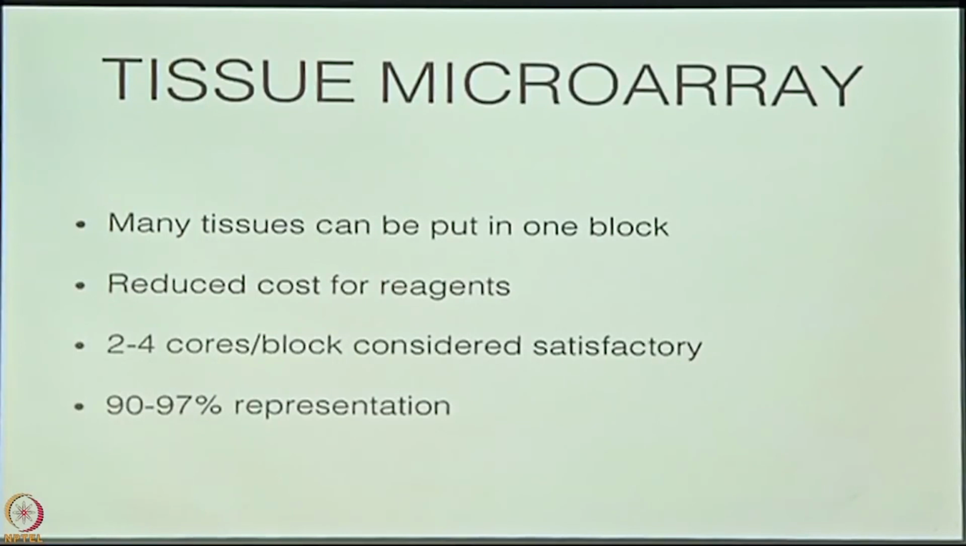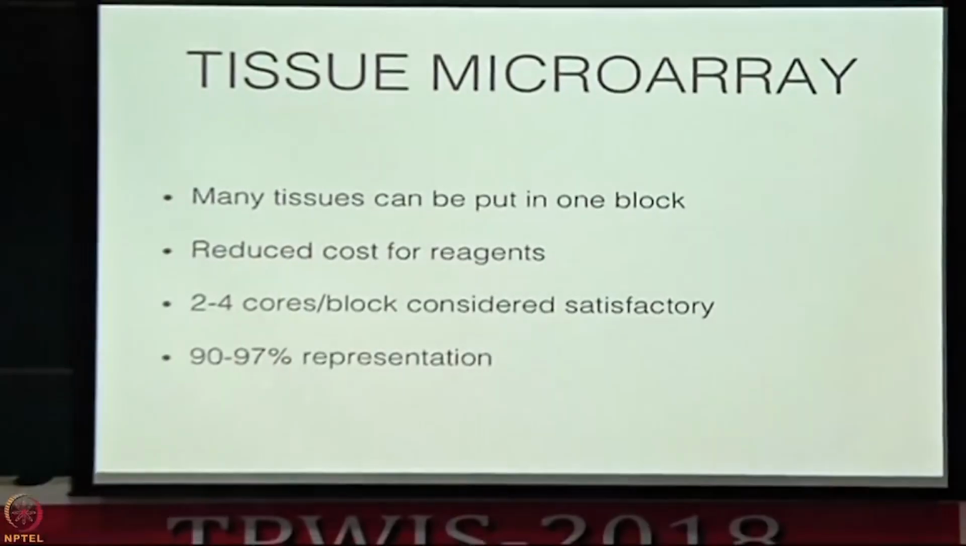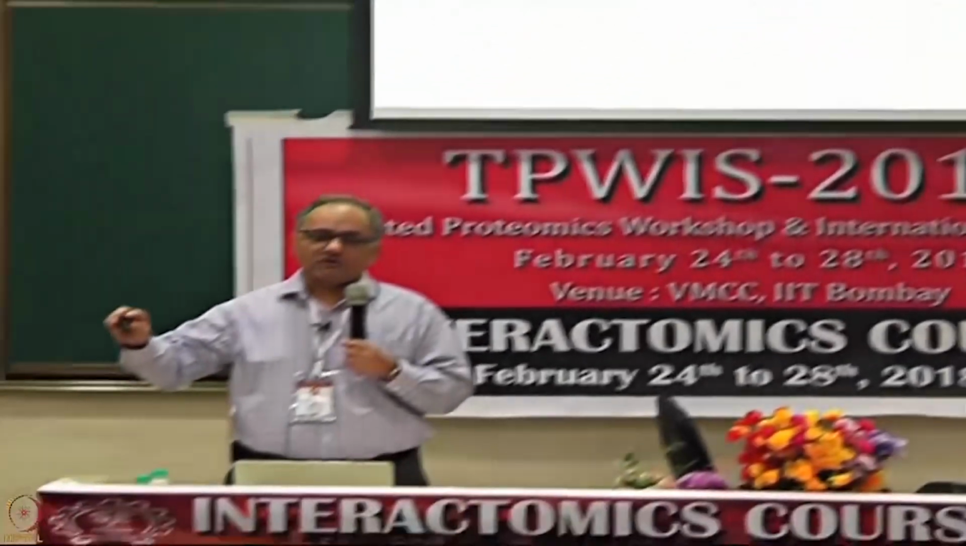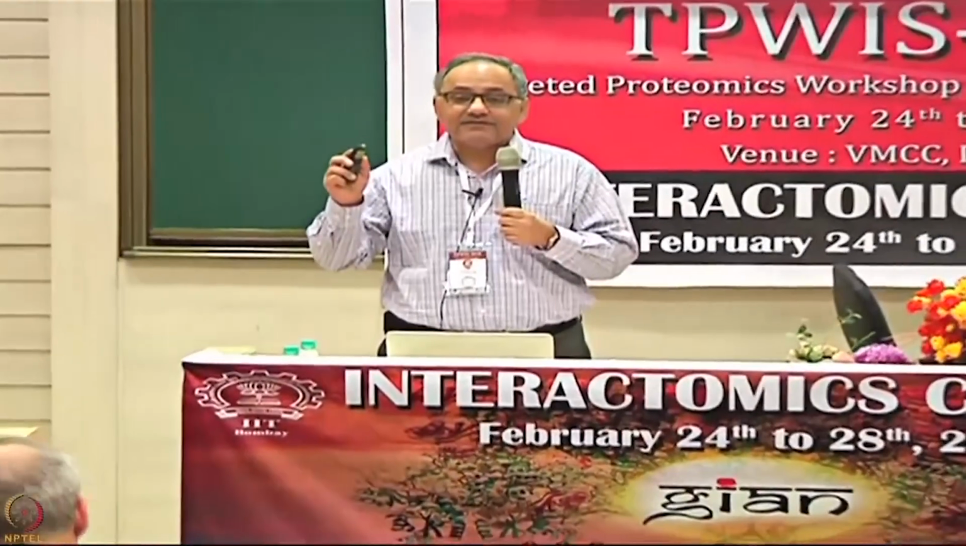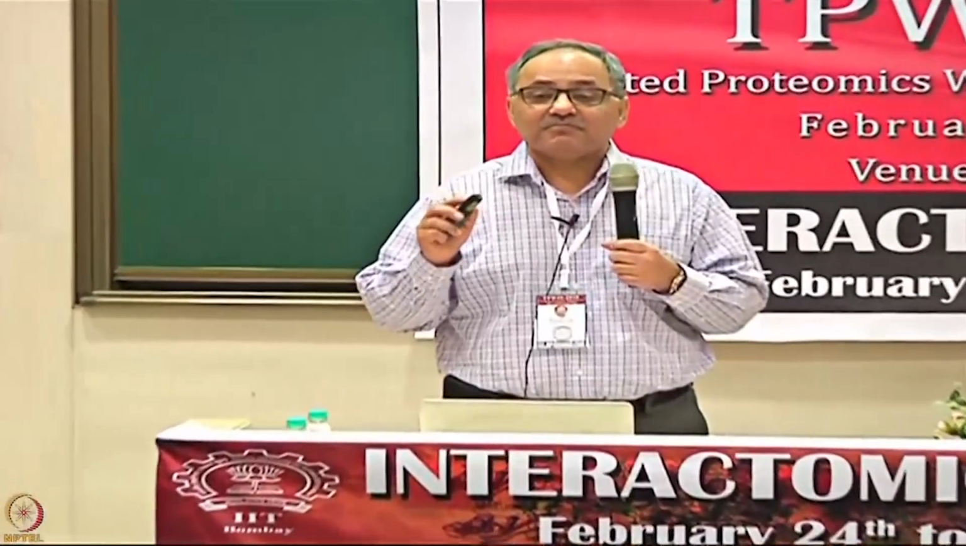How many cores should you take to obtain a correct representation? 2 to 4 cores is normally okay. Most people internationally use 2 cores for a cancer. The protein atlas uses 2 cores for a cancer, but for normal tissues we use 3. And if you do that, then we get a 90 to 97% representation of the original block, provided the correct areas have been marked by the pathologist.